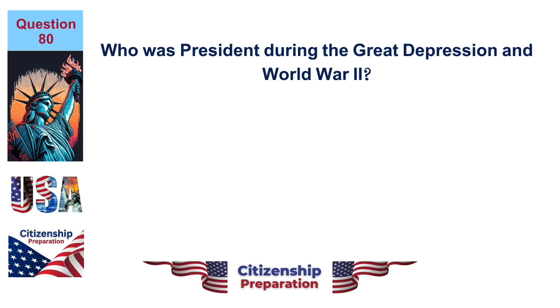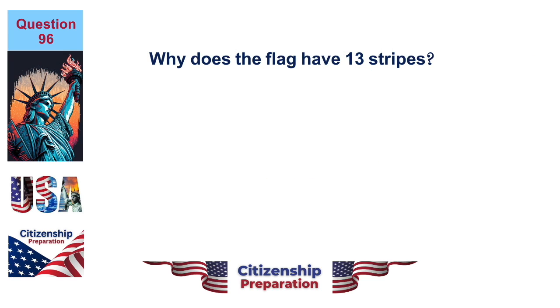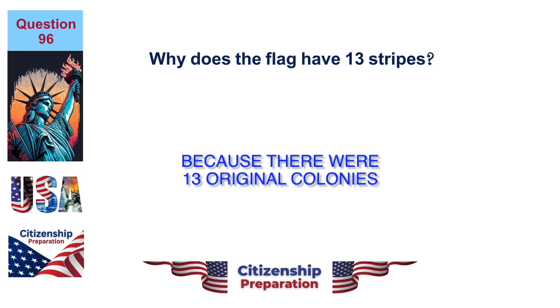Who was president during the Great Depression and World War II? Franklin Roosevelt. Why does the flag have 13 stripes? Because there were 13 original colonies.